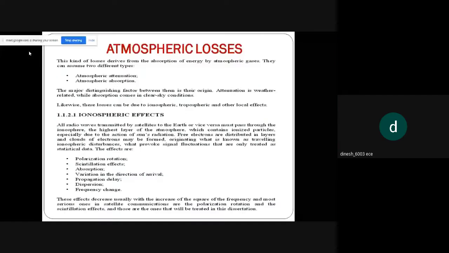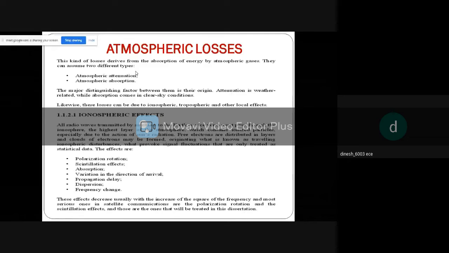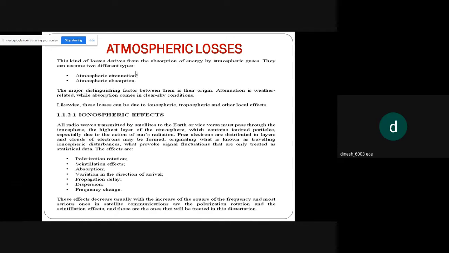The last topic is called atmospheric losses. Atmospheric loss is a kind of loss which is derived from the absorption of electromagnetic energy by atmospheric gases. They are of two different types: one is atmospheric attenuation, another is atmospheric absorption.